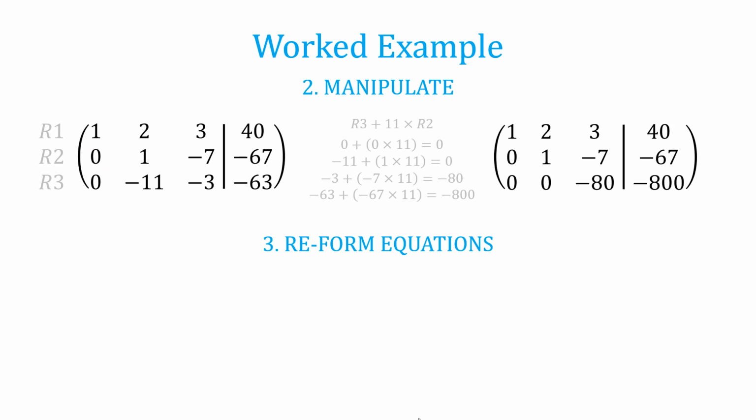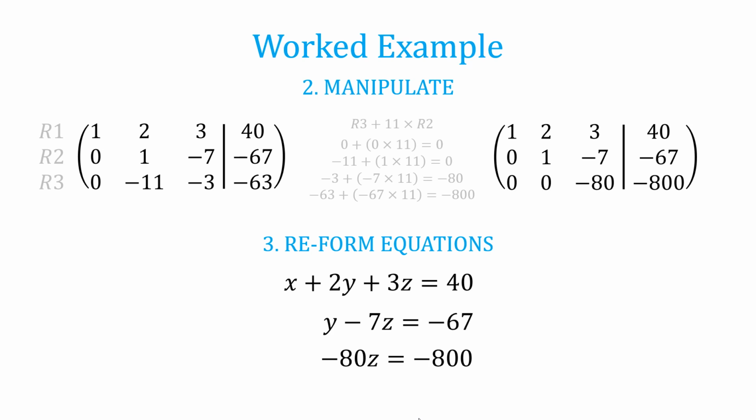From that, it's really easy to just take out the equations in the same form that we've had before. We know we have the x, y and z columns, so for the top row all we do is rewrite the equations, and we'd have 1x plus 2y plus 3z equals 40. The second row in the matrix we'd have 0x plus 1y minus 7z equals minus 67, and in the third row 0x plus 0y minus 80z is minus 800, or simply the equations that you see at the bottom there.